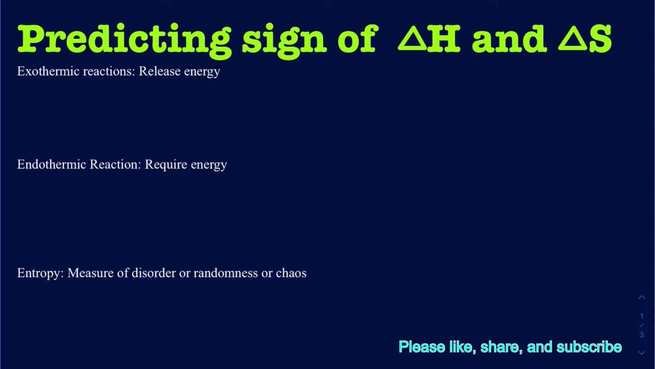Hello everyone. In this video, we're going to be talking about how to predict the sign of delta H and delta S. So remember, the delta H is the heat of the reaction, also called enthalpy, and the delta S is going to be your entropy of the reaction. And we will talk about how you're going to be predicting their signs, but eventually I'll talk about how to use the bond energies to figure out the delta H of a reaction.